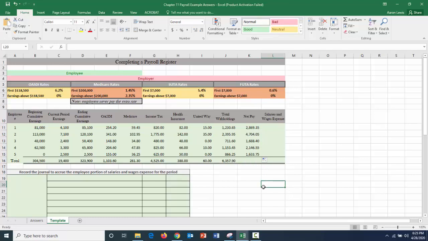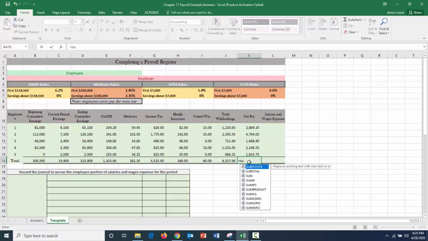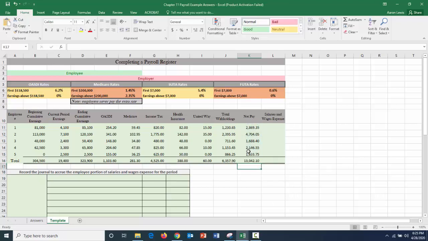So the net pay for employee 3 is $1,688.40. The net pay for employee 4 is $2,146.55. And the net pay for employee 5 is $1,633.75. All in all, our company is going to have to transfer a total of $13,042.10 to our employees, probably by direct deposit, but maybe we cut somebody a paycheck, who knows. But that's the amount of actual pay that we're going to transfer to our employees.